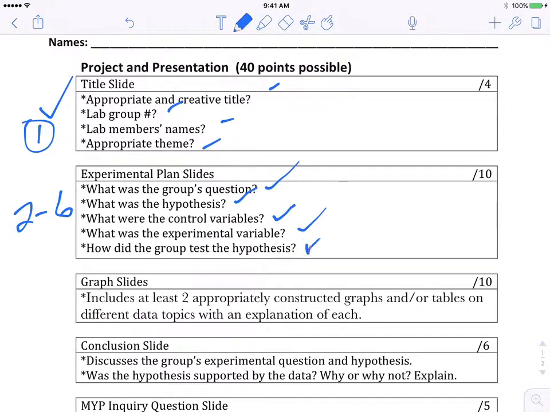And then slide number 6: how did you test the hypothesis? Basically speaking, what did you do? How did you test? What did your experiment look like to make this happen? Each of these then are worth 2 points for a total of 10.